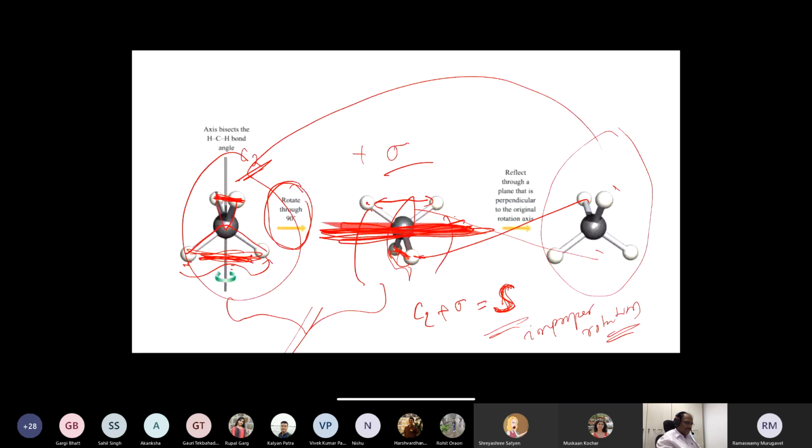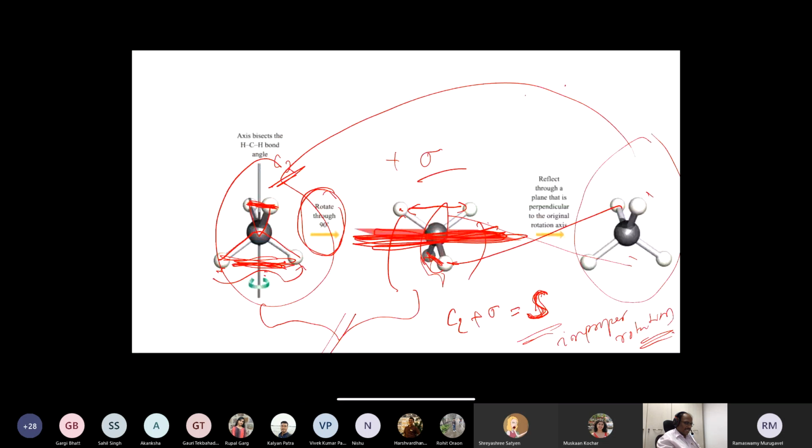There are other molecules like the ethane I just showed you, which is staggered. This again has a C3 here and a mirror here. So this again has an S6. You have to do it 6 times to come back to this, that's why it is S6. So you have an improper rotation in molecules such as this.